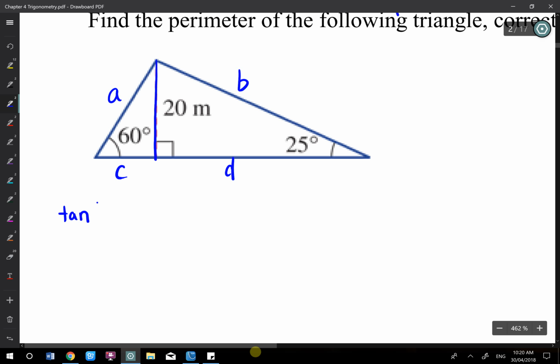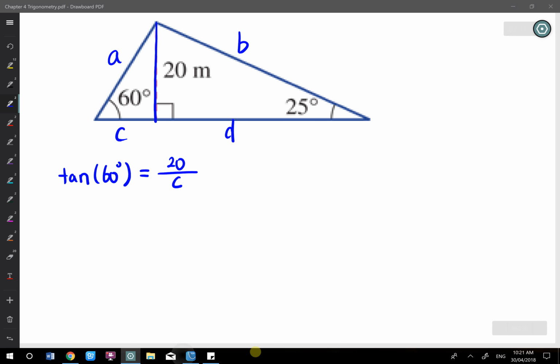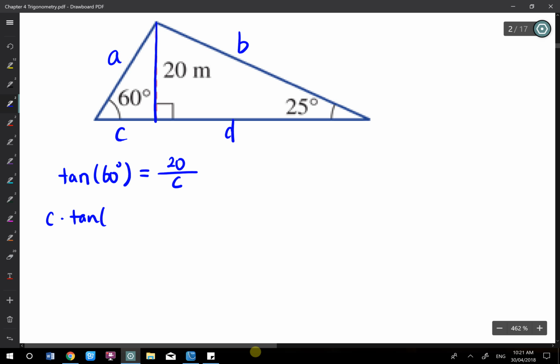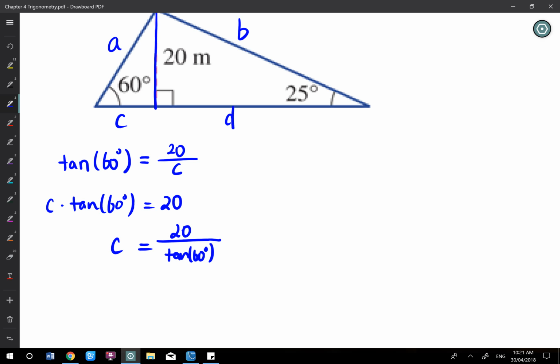So I can say tangent 60 degrees equals 20 over C. And C times tangent 60 degrees equals 20, and C equals 20 over tangent 60. Okay, that's the first thing we have.